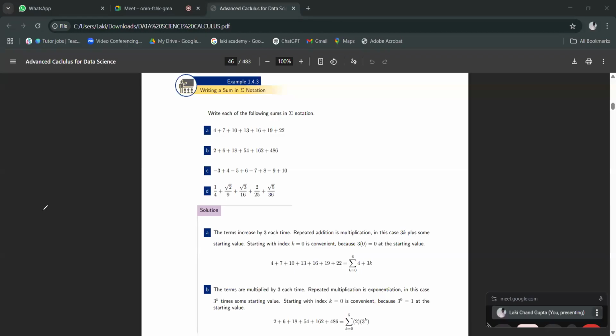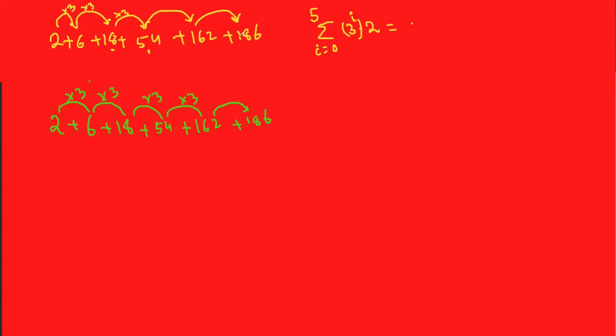486. Okay, so 3 is multiplied. First term is 2. Second term will be 2 into 3, right? Third term will be 2 into 3 raised to 2, right?